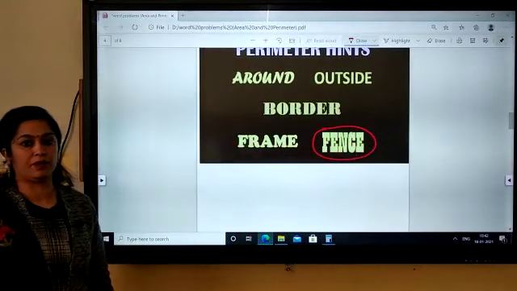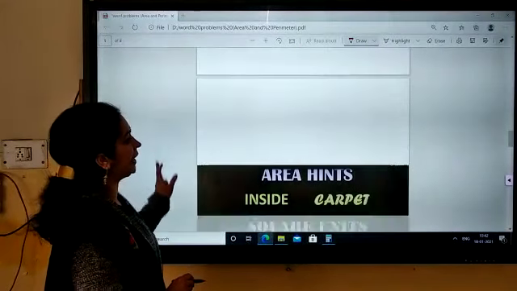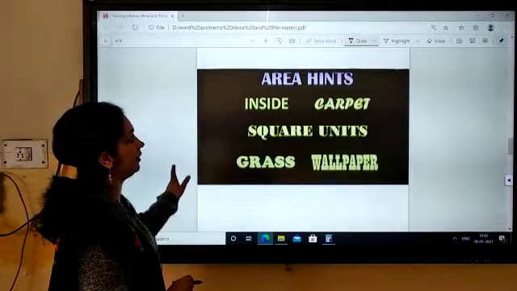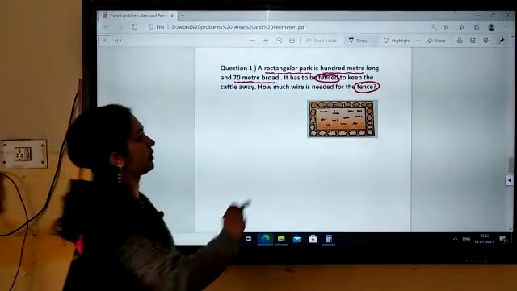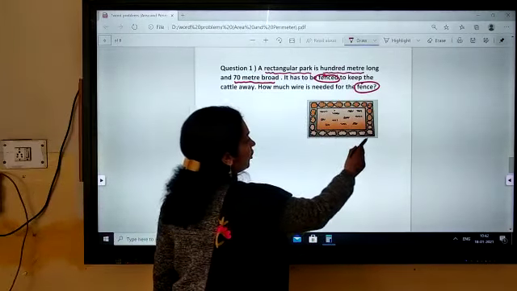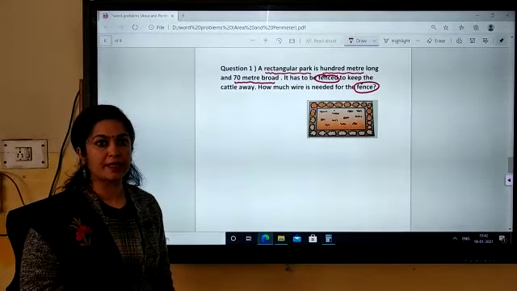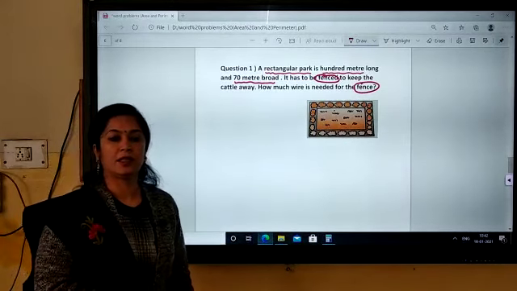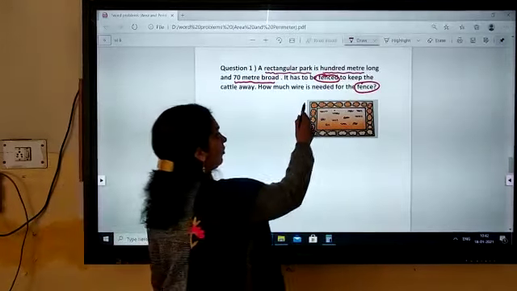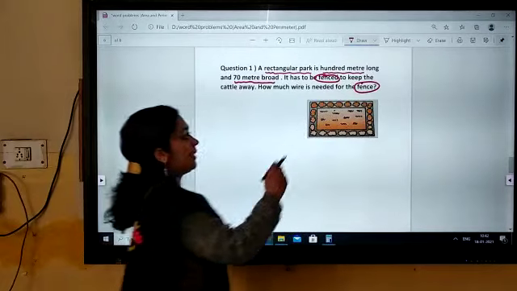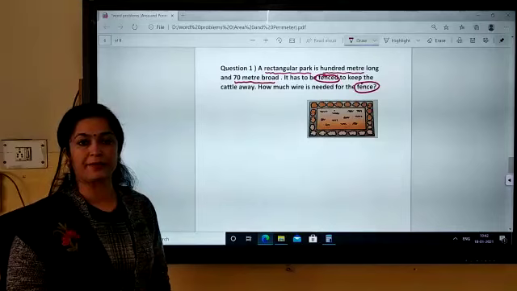word problem. Okay, because when we are fencing any field or any park or any garden, then what is needed? The total length of the boundary is needed. Means we should have the knowledge of total length of the boundary of the given field. It means we should find out the perimeter. So let's find out the perimeter in this question.